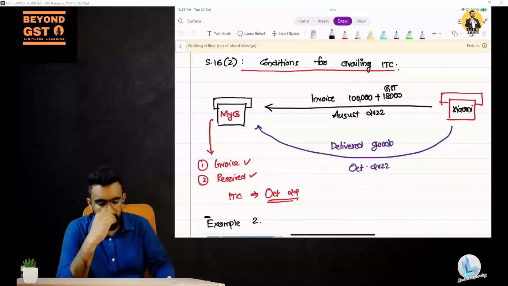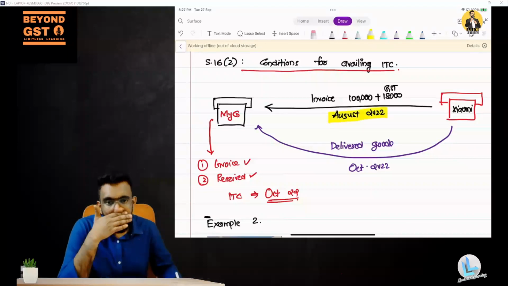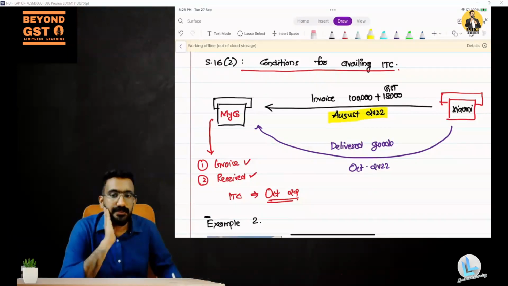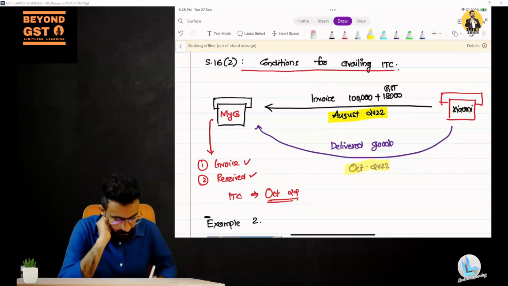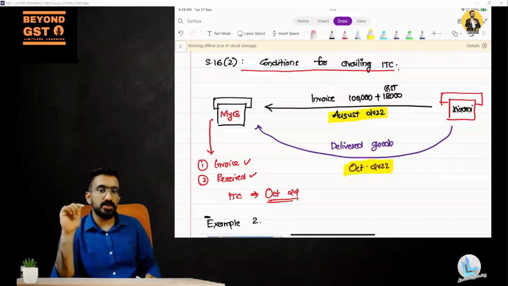Invoice was given on August 2022. Okay, that's the invoice date. And the invoice is for 1 lakh rupees. GST is 18,000. They got the goods in October 2022. So they got the invoice in August and they got the goods in October.